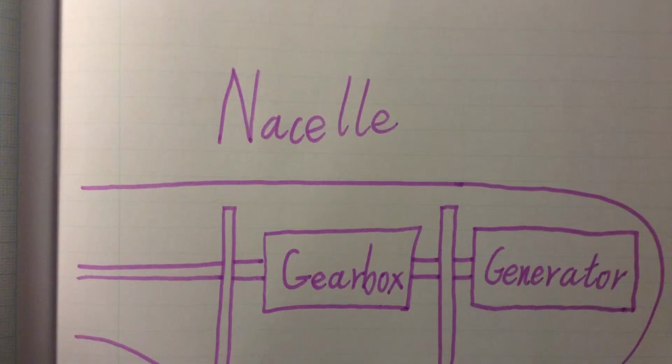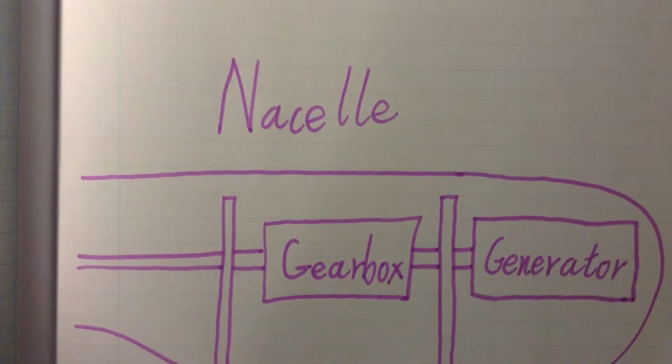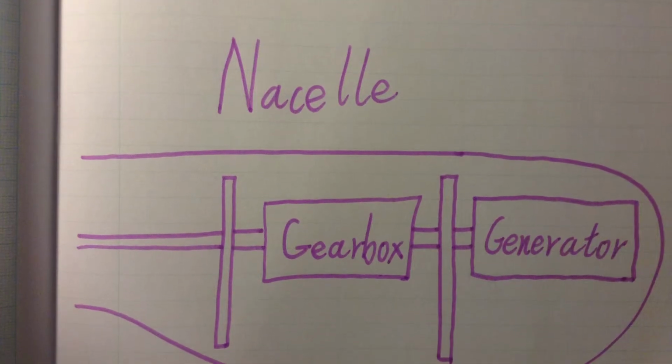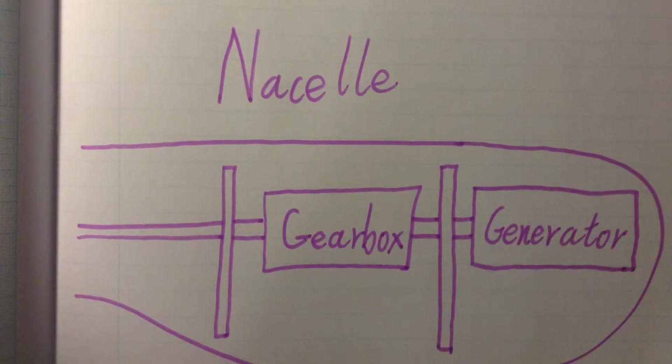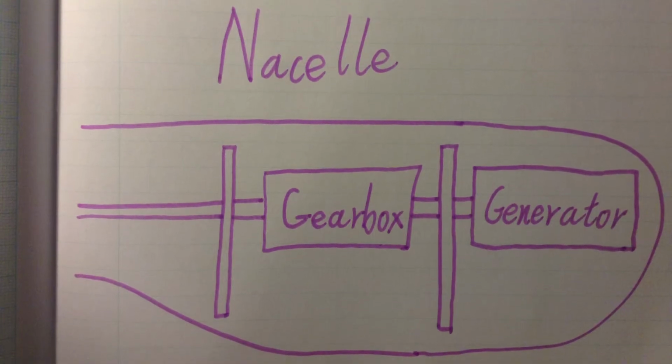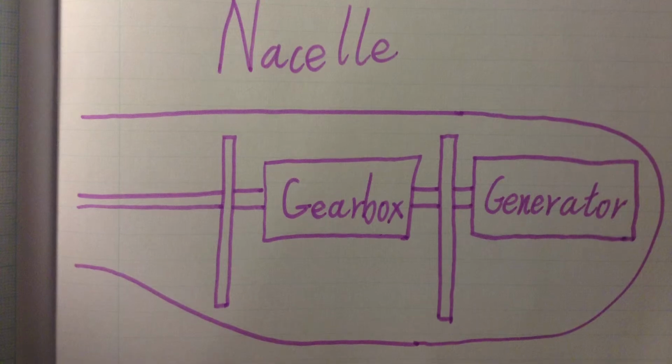The gearbox connects the hub and the generator together. The function of the gearbox is to change the transmission ratio. The generator is the heart of the wind turbine, where electricity is generated.